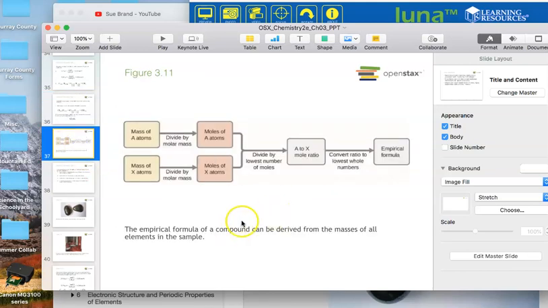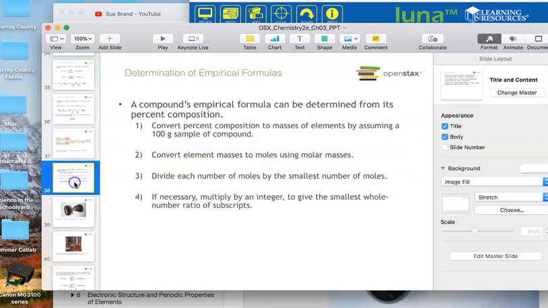All right. So here your book is showing you a flow chart of how to go from mass of atoms to the empirical formula. And if you want to use this flow chart, that's fine. I think it's a lot easier to do my little jingle, but you have the choice of what you want to use in order to remember how to go from mass or percent composition to empirical formula. And here they're just telling you what I already told you about in terms of the steps.